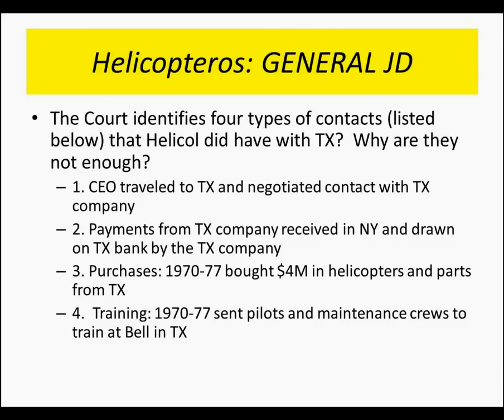And that makes sense. Can Helico control where the checks are drawn, which bank they're drawn upon? No. You get a check from someone else, it draws from their own account, so you have no control over that. Thirdly was a bit more tricky for the court. You've got from 1970 to 1977 about $4 million in purchasing of helicopters and their parts and component pieces from Texas. And their training, number 4, they sent their pilots and maintenance crews to train at Bell in Texas.